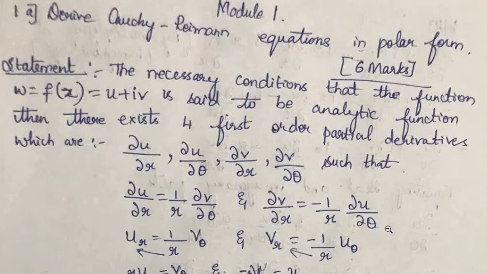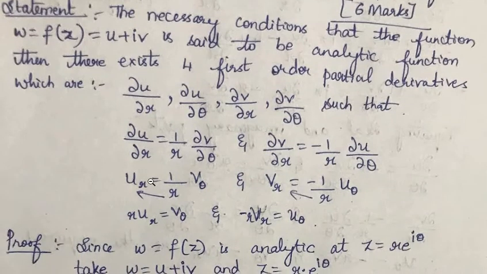Till here, if you write, it is more than enough, or you can extend further: u r is equal to 1 by r v theta and v r equal to minus 1 by r u theta. If you take this r over there, we want it in terms of u and v. So r u r equal to v theta and minus r v r equal to u theta. No need to write these two steps, you can skip. Till here is more than enough.